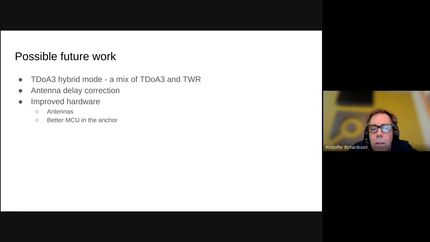Another track that we are looking at is improved hardware. It would be possible maybe to have better antennas instead of the ones that are built into the radio modules. The MCU on the anchors is a pretty old and tired MCU, there's not a lot of power in it. So it would be nice to have anchors with more oomph in the MCU. So these are things that we have been looking at a bit. We'll see what the future will bring.